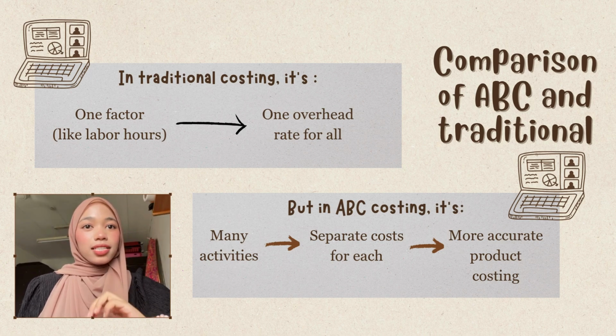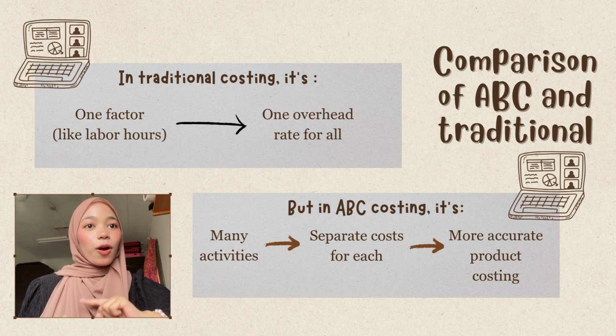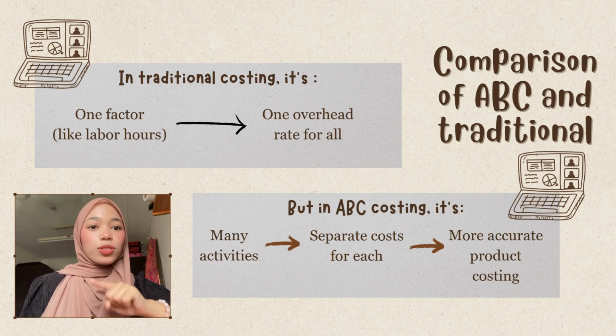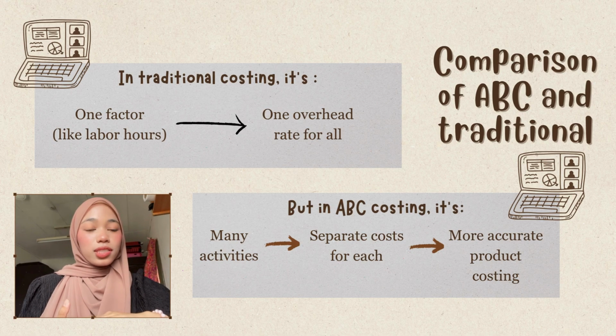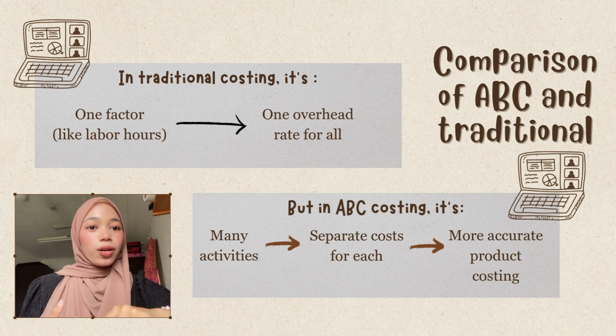ABC looks at the actual activities involved, like how many times the machine is set up, how many inspections are done, or how many times materials are moved, and assigns cost based on how much of each activity the product really used. In traditional costing, there is one factor only, like labor hours, and one overhead rate for all. But in ABC costing, there are many activities, and they separate costs for each activity, so product costing is more accurate.